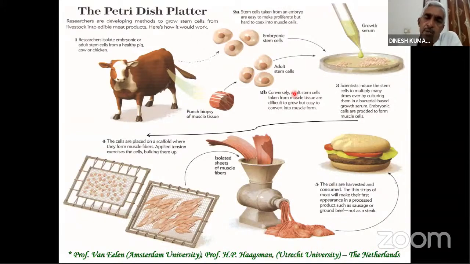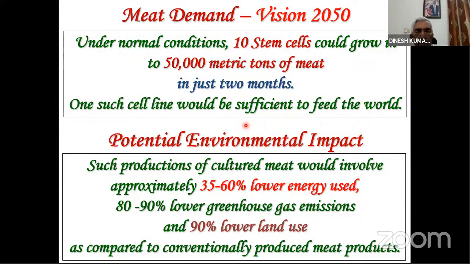One very important thing is the cost factor, and they are working on it. If the cost goes down, this technology will be very beneficial. Due to this technology, for the meat demand of vision 2050, scientists are confident that with the help of 10 stem cells, we can prepare 50,000 metric tons of meat in 2 months. Such a line would be sufficient to feed the world.